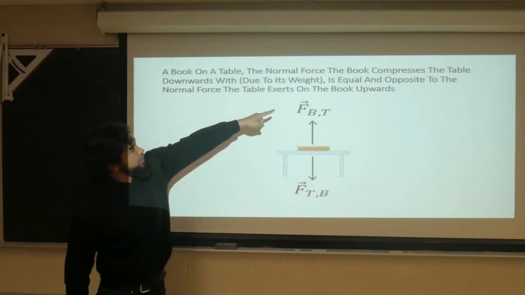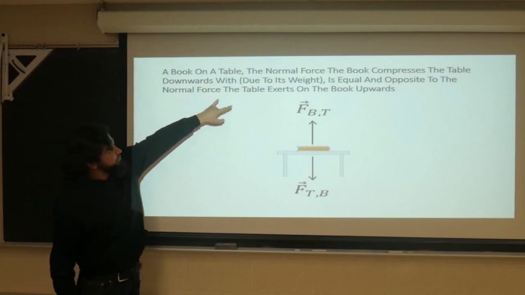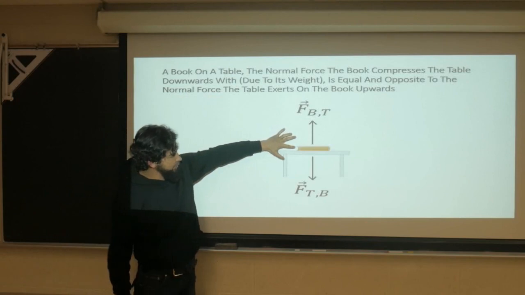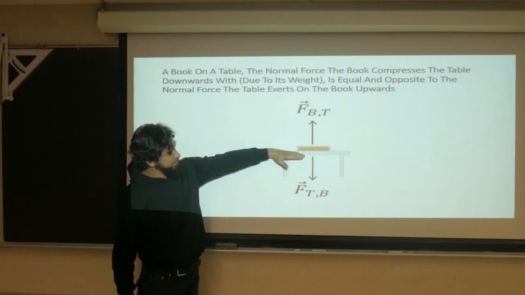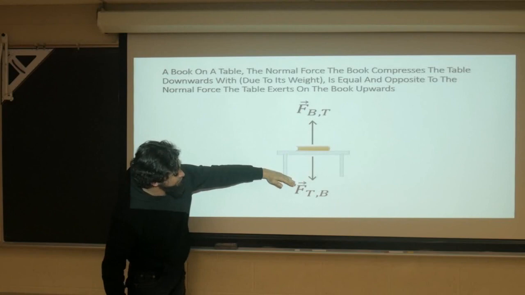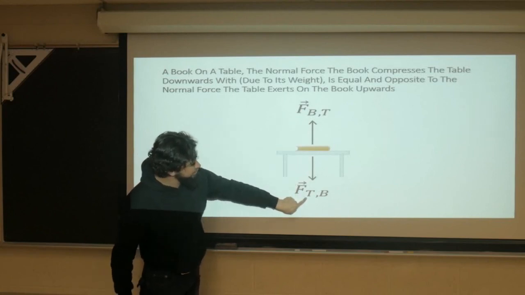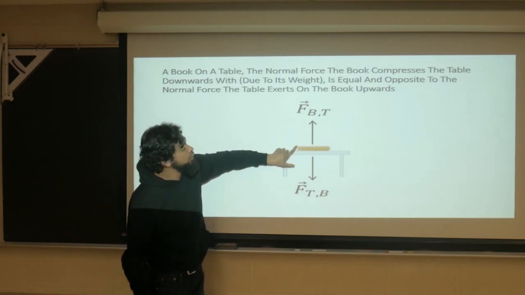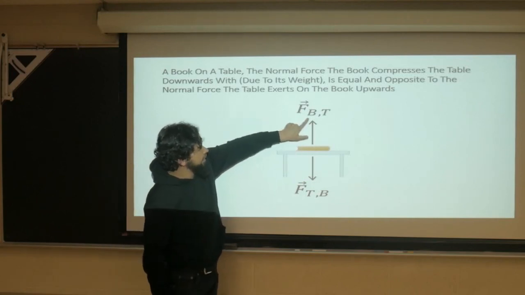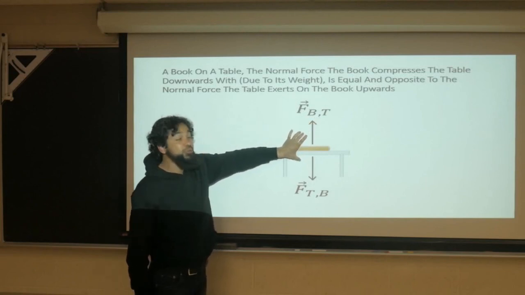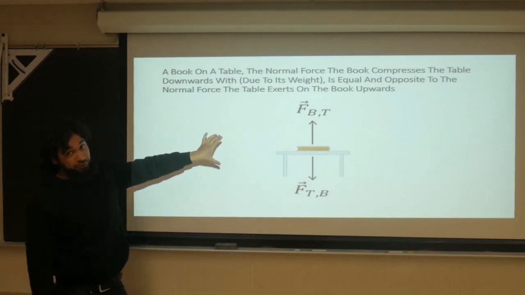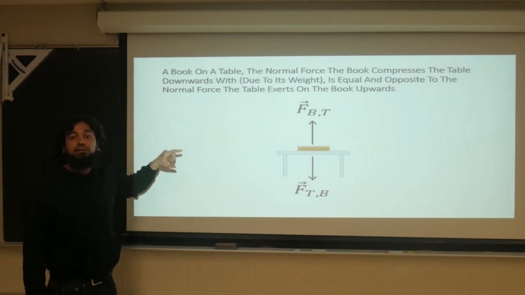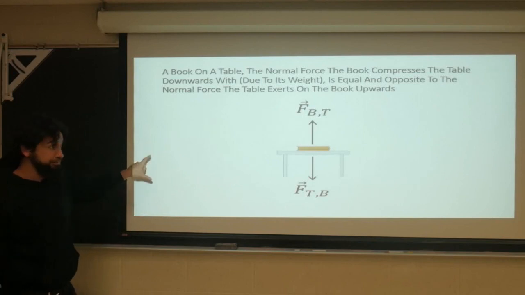This force will be equal and opposite to the normal force that the table exerts on the book upwards. So the book has weight, it will go downwards, but there is the table, so it will compress the table downwards with a normal force. It's the force on the table from the book, and the table in its turn will make another force, also a normal force, upwards on the book from the table. These are two contact normal forces, opposite in direction and equal in magnitude. These are a Newton's third law force pair.